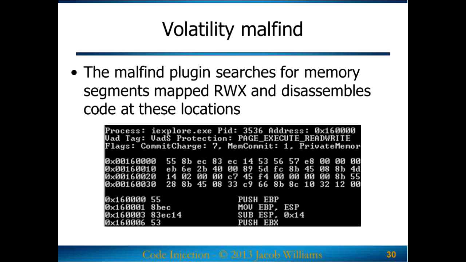Okay. Volatility has another awesome plugin. Remember I was talking about those RWX sections. Not every RWX is bad. There are some other heuristics that Volatility uses before it says, yep, this looks pretty bad. But essentially, it searches for memory segments that are mapped read, write, execute, uses some other heuristics that I talk about in 610, but for the sake of time I don't have time to talk about here, and then disassembles the code at these locations.